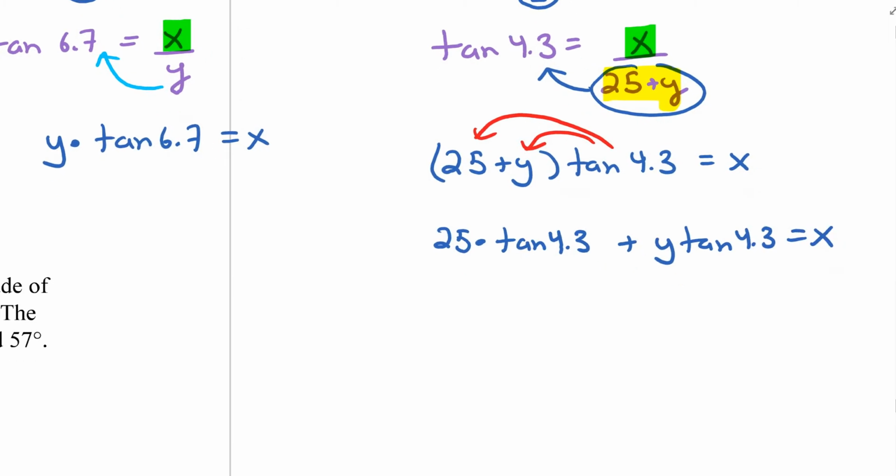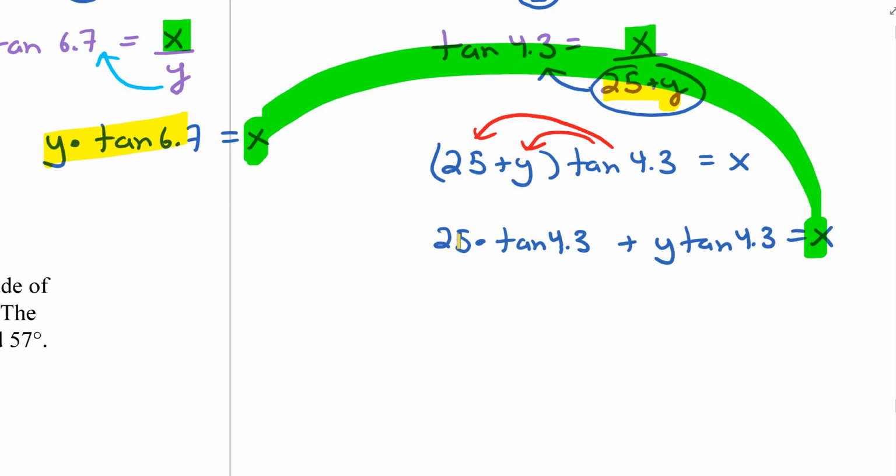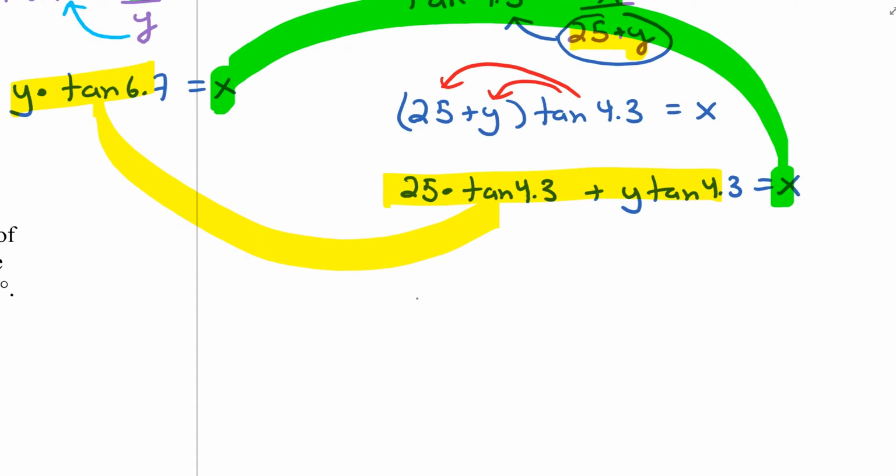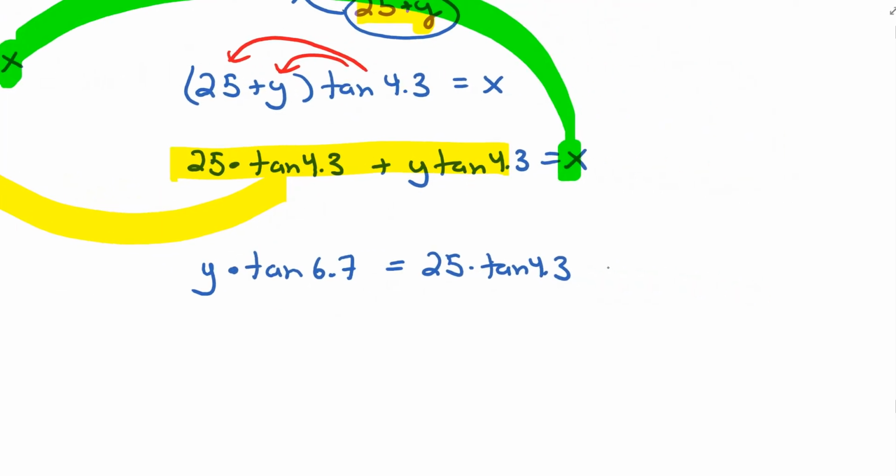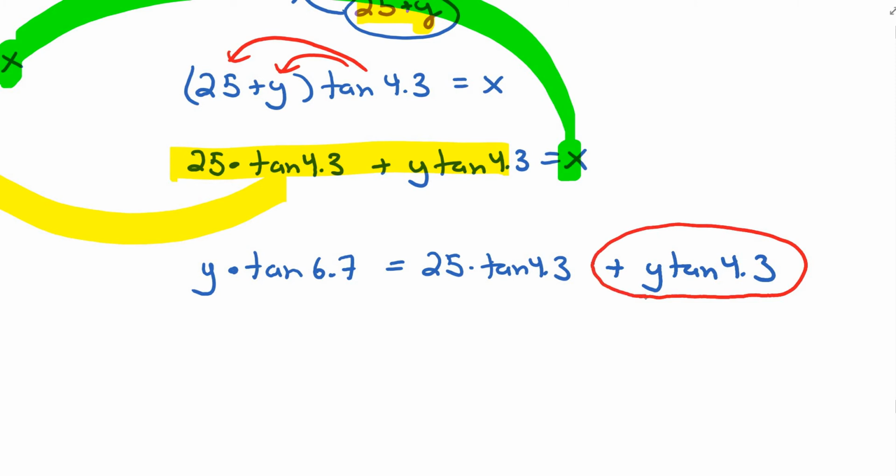Now we're looking in pretty good shape because x is over here, x is over there. These two x's are equal, so that means these two yellow expressions have to be equal as well. The way we connect that is we make both of the yellow expressions equal to each other because they're both equal to x. So that will look like this: 25 times tan of 4.3 plus y times tan of 4.3. From here, I would take this expression and move that to the left-hand side.